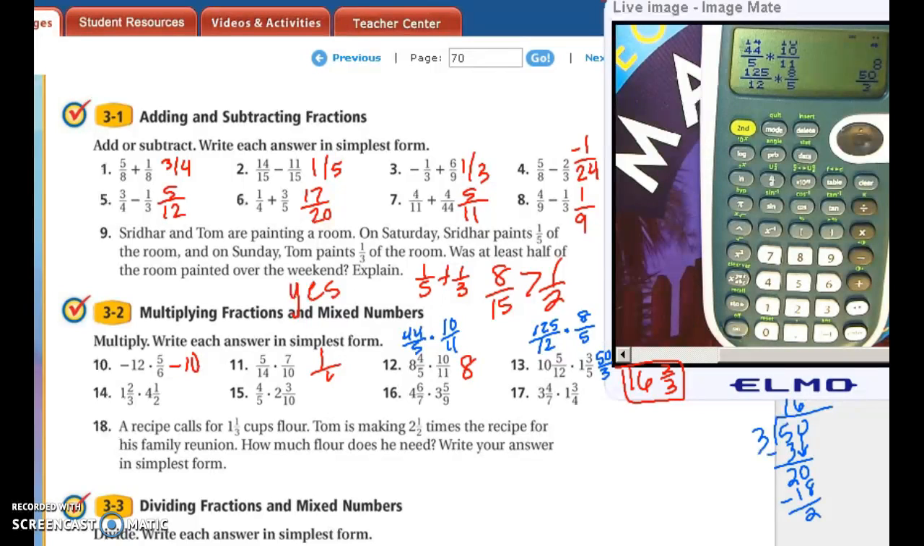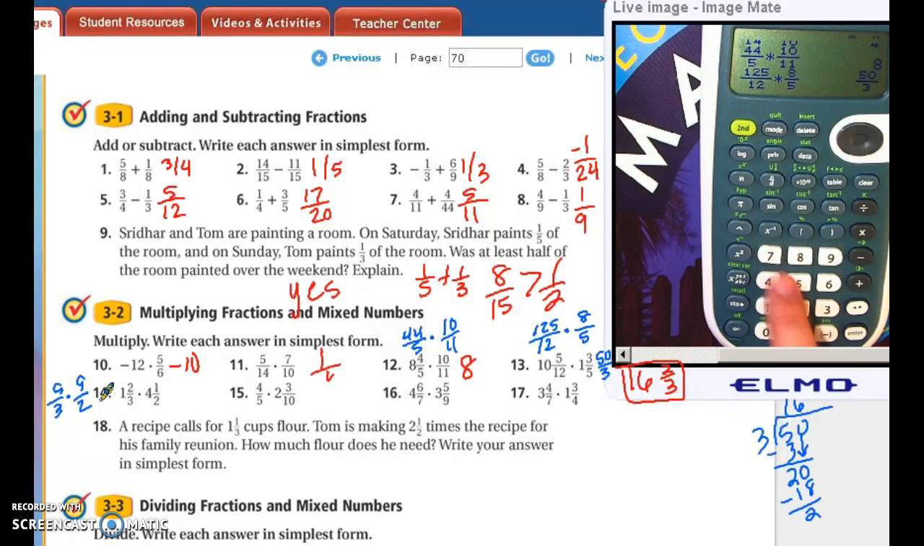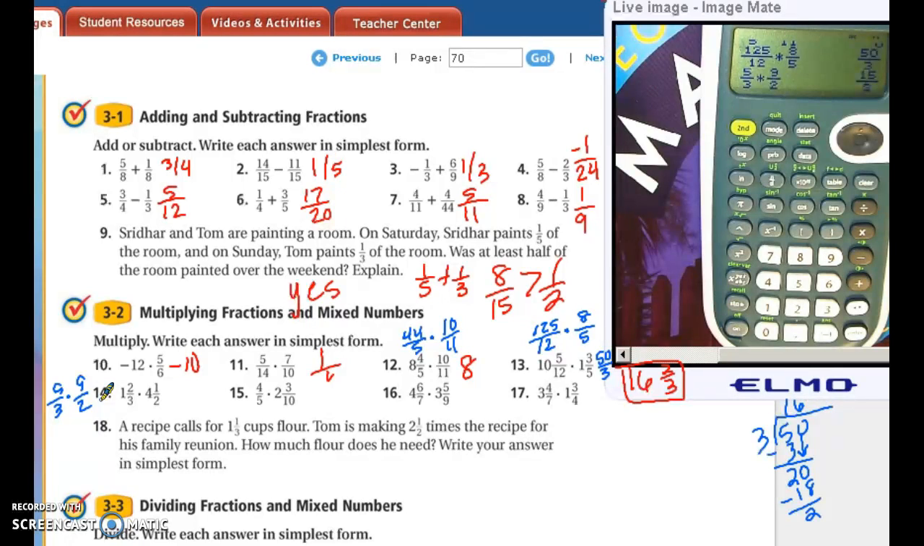For 14, 3 times 1 is 3, plus 2 is 5. 4 times 2 is 8, plus 1 is 9. And 5/3 times 9/2. We put that into our calculator. That is 15 over 2. And we do the same thing that we did over here for the other problem. 2 will go into 15 7 times with 1 left over. 7 and 1 over 2.